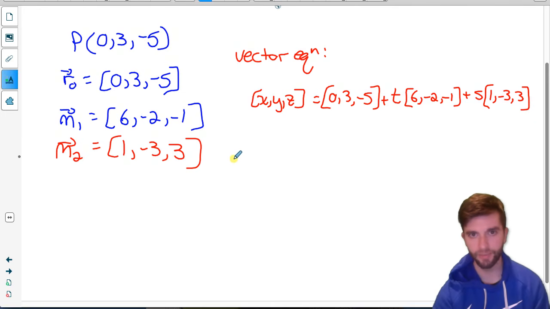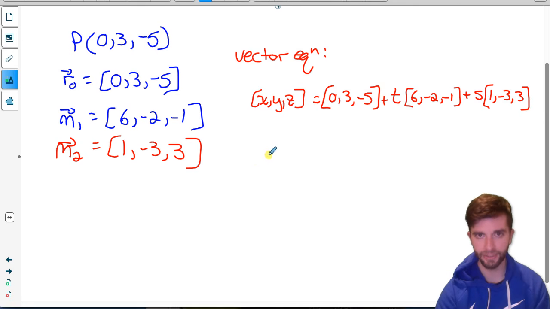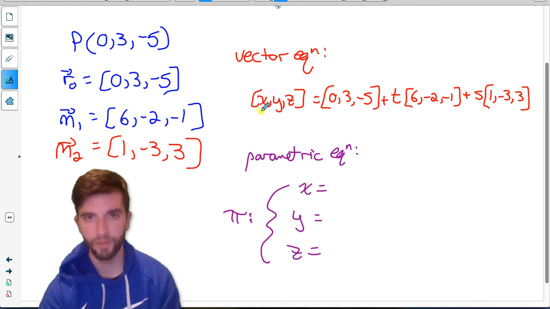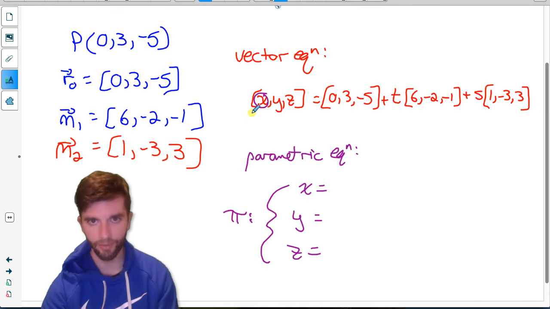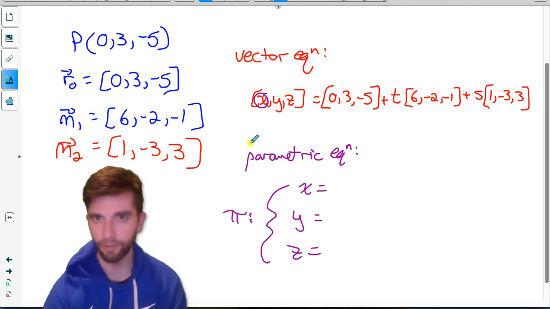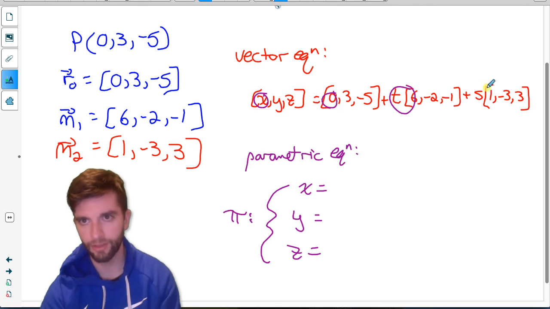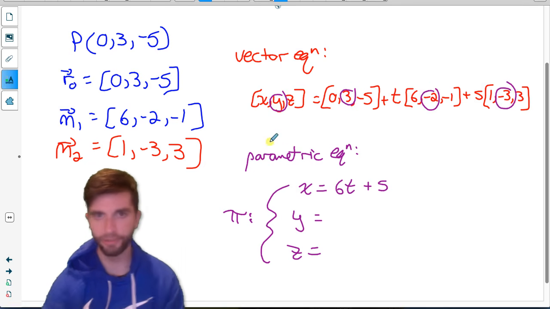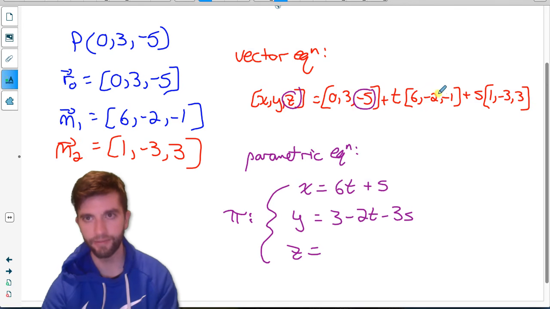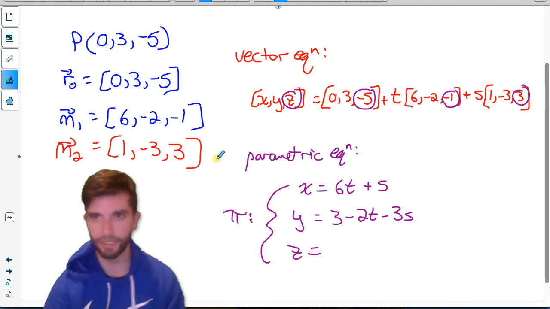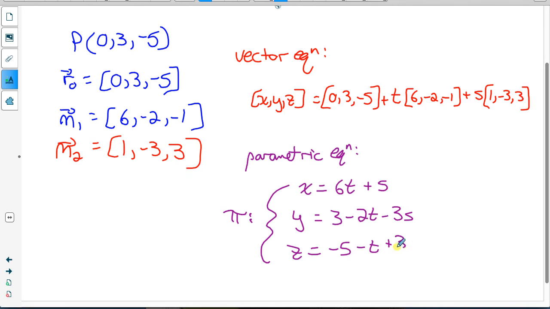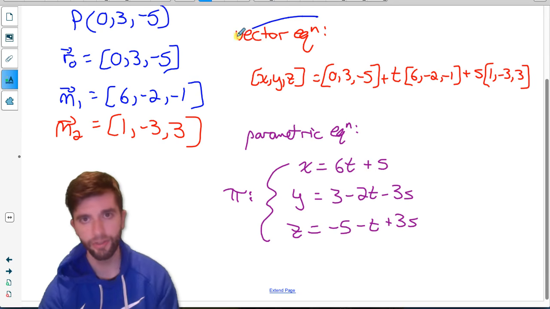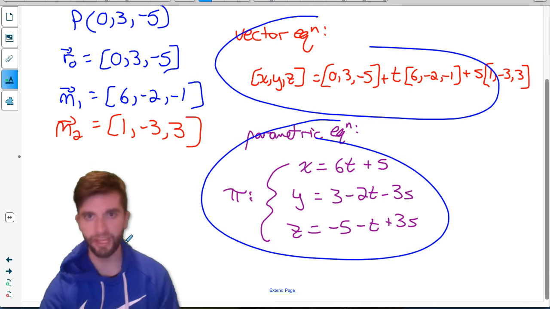To write the parametric equation of the plane, we just break it into its x, y, and z equations. So to get the x component of the resultant vector that would have its tip at a point on the plane, I would do 0 plus 6t plus 1s. Y would equal 3 minus 2t minus 3s. And z would equal -5 minus 1t plus 3s. So those are the parametric equations of that plane. So these are just two different ways of describing the same plane.